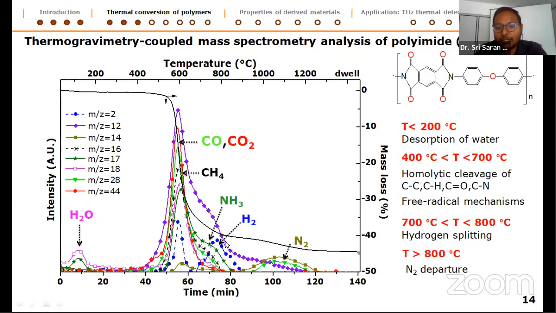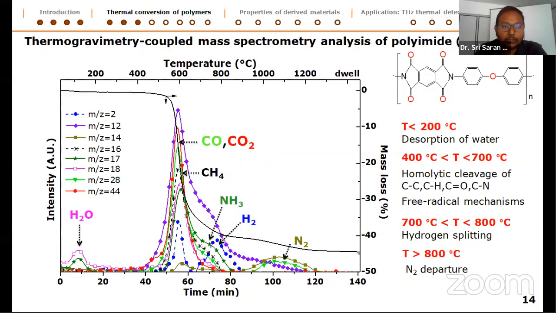And at high temperature, around 700 degrees C, there is an elimination of hydrogen, and even above, at a very high temperature, we have the departure of nitrogen. When nitrogen leaves, it is a signature of forming an aromatic carbon ring. And this polyimide is well known to make graphitic films. That is the reason why we have chosen polyimide also.